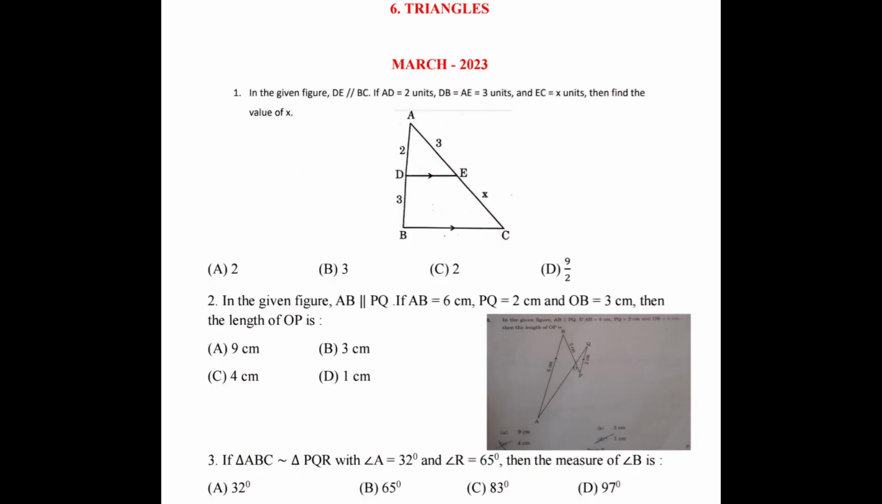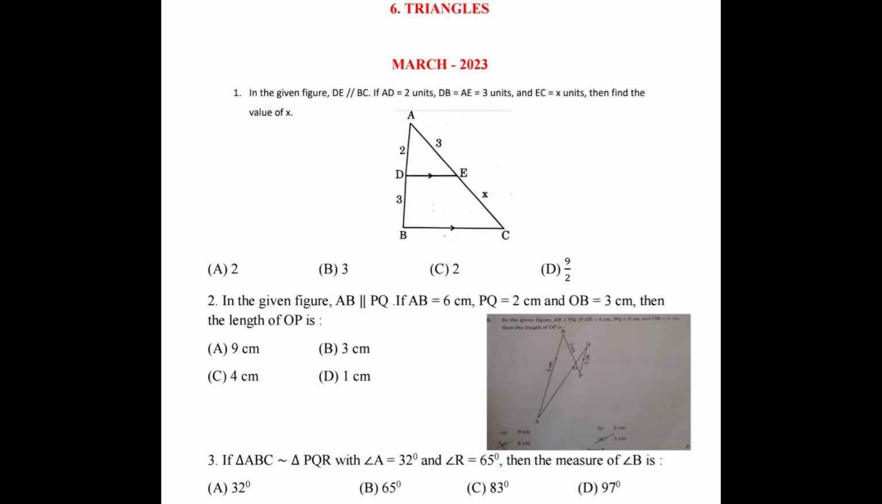Coming to the March 2023 question paper, AD is equal to 2, DB is equal to 3, AE is equal to 3 and EC is required. So corresponding sides are given, means the fourth part is required. Here DE is parallel to BC is given. Use BPT, you will get 2 by 3 is equal to 3 by x, x is equal to 9 by 2 units. Option D.